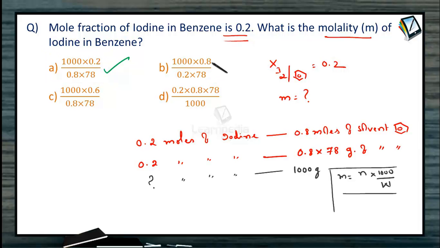Here, 0.8 by 0.2 is given. And in this case, 0.6 is not a number given at all. And here, 78 is in the numerator. Therefore, this is also wrong. So the answer is A.